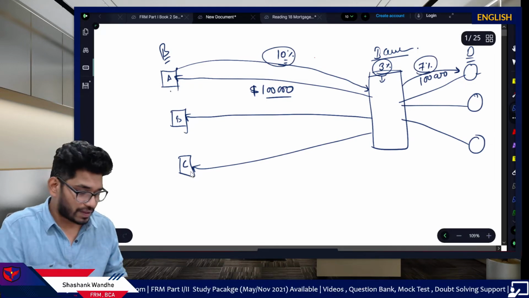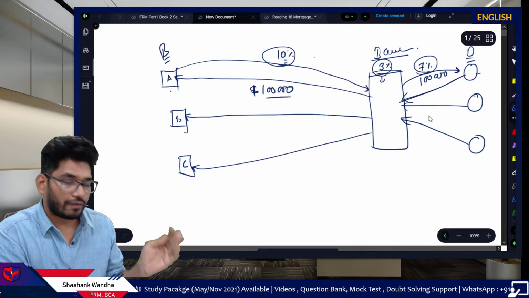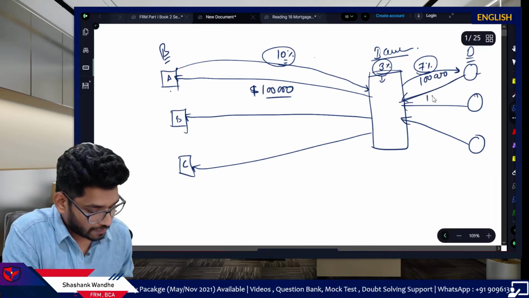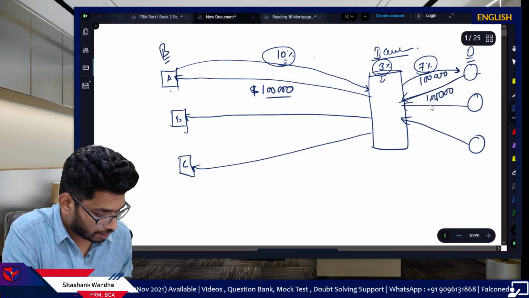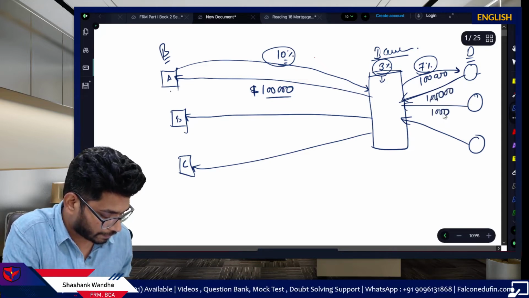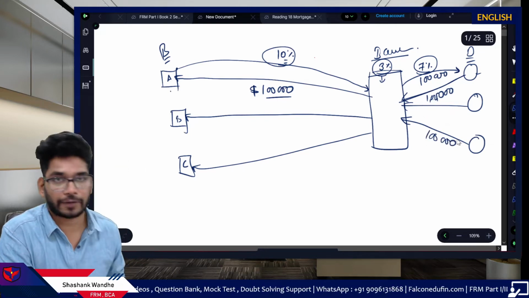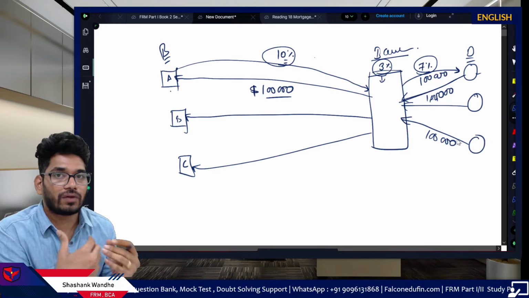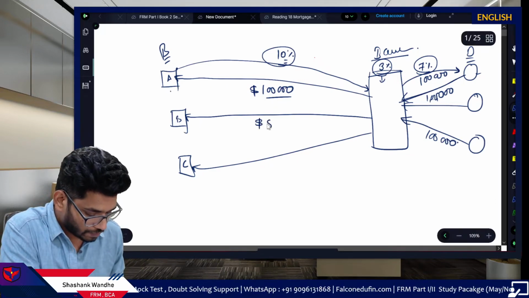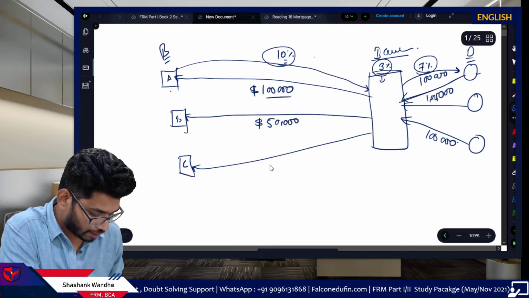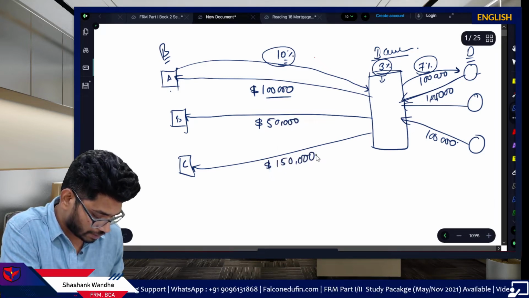Now see what happens. When depositors deposit these funds, say each depositor here deposited 1 lakh in the bank. Now the bank has only 3 lakhs to distribute as a loan. And again, we will assume, so this is say 50,000 and this loan is for say 1,50,000.